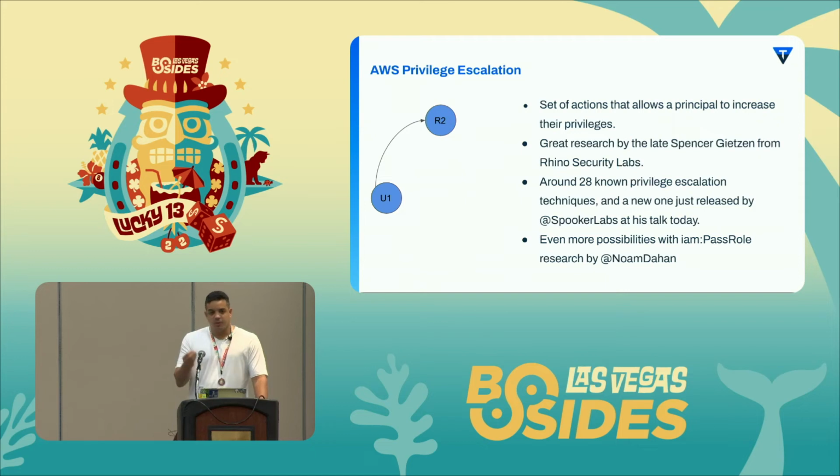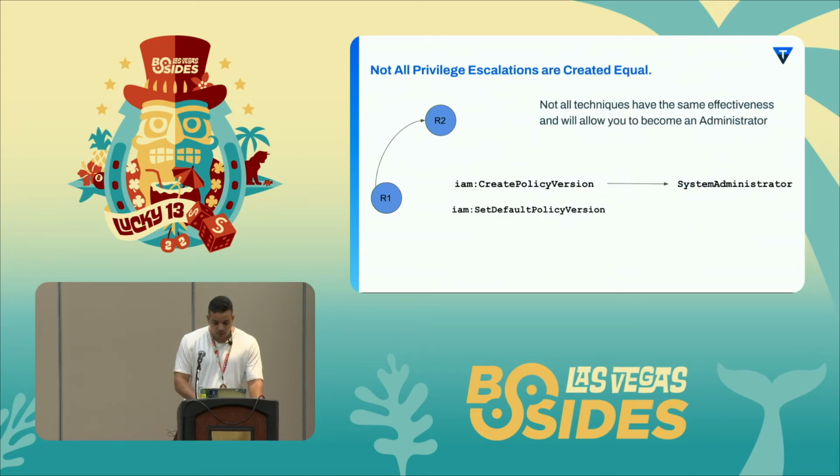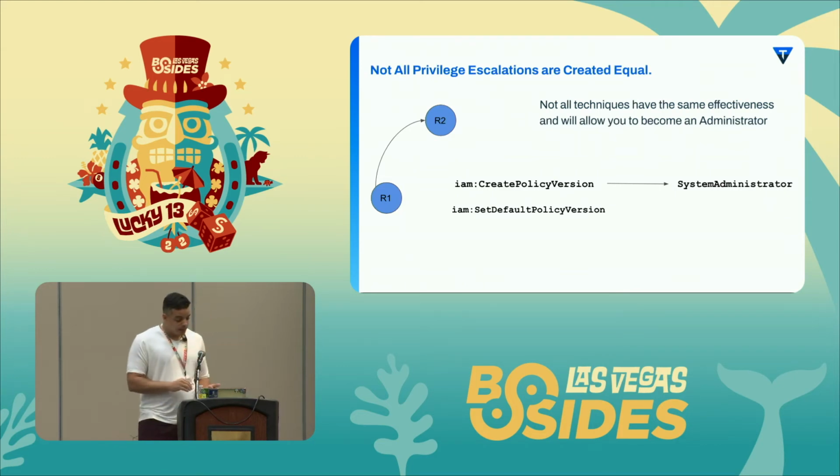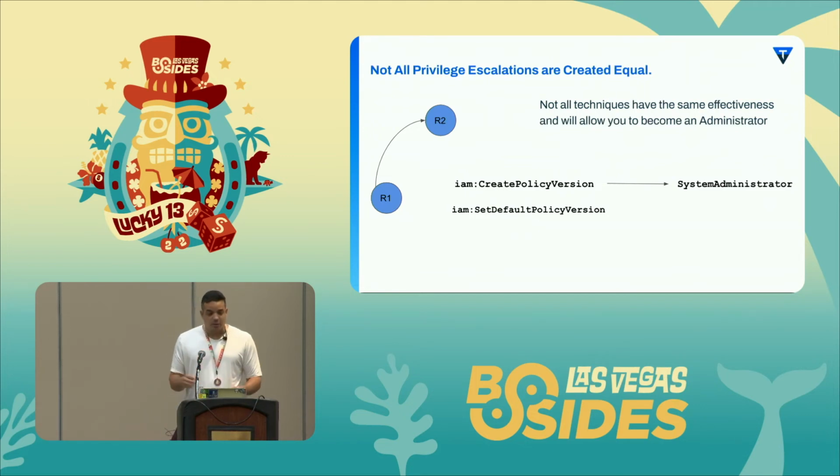And there are even more possibilities with combinations with IAM PassRole. This is an action on AWS. And there's really good research by Noah and Dirham, who finds new kinds of privilege escalations combining IAM PassRole and other actions from AWS. But the thing is, not all privilege escalations are created equal. Let's take some examples. Not all the techniques have the same effectiveness and allow you to become an administrator ASAP.